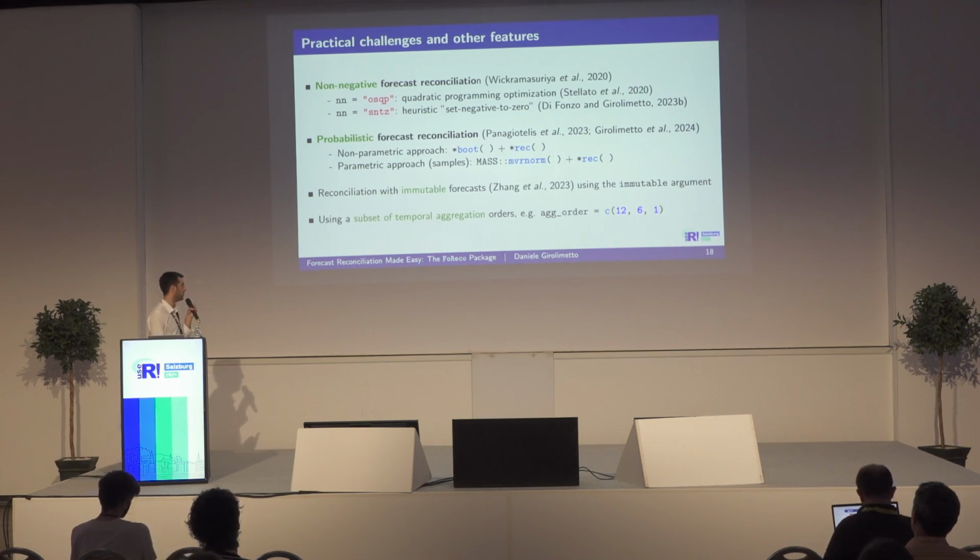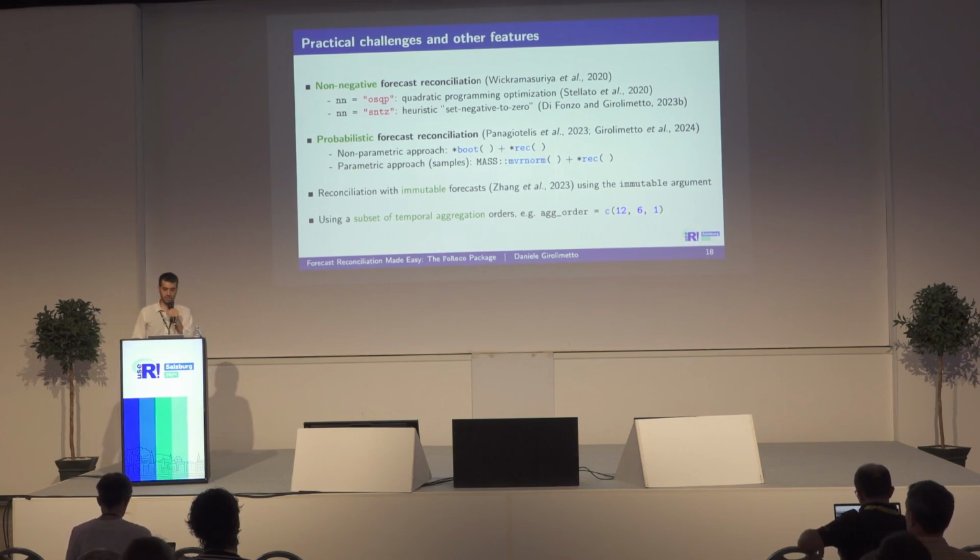In this case, this symbol means that you can use cross-sectional, temporal, or cross-temporal using the CS, TE, or CT letters. And we can use a non-parametric approach, mixing the two functions, or a parametric approach, then we just need to sample. So for example, in this case, I sample from a multivariate Gaussian distribution, and then reconcile the sample.